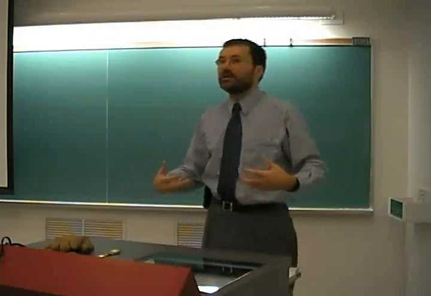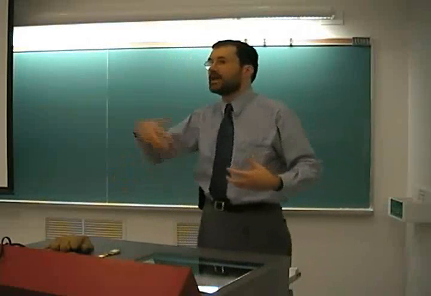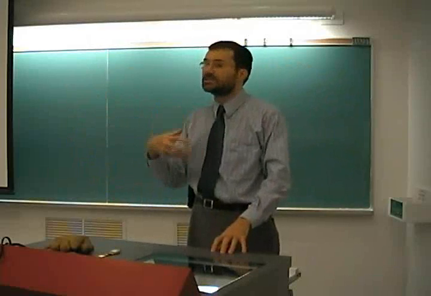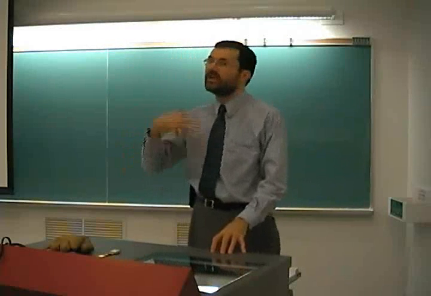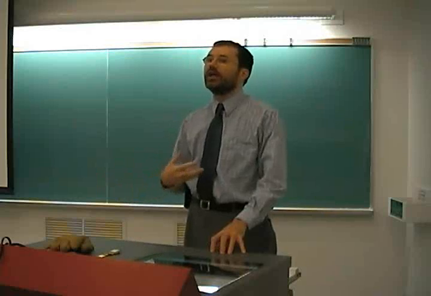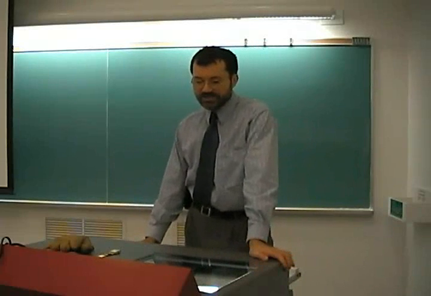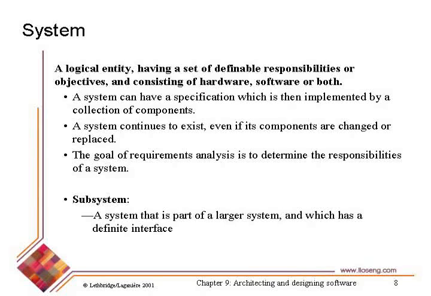There are certainly complicated systems that involve many different engineering artifacts. This building can be considered a system that has subsystems, which are also systems, consisting of heating and lighting and electrical and plumbing and so on. So a system has a specification. In the software context, we can write a specification for a system. We should have a specification, ideally, the requirements of what this system is going to do, and it's implemented by a collection of components.